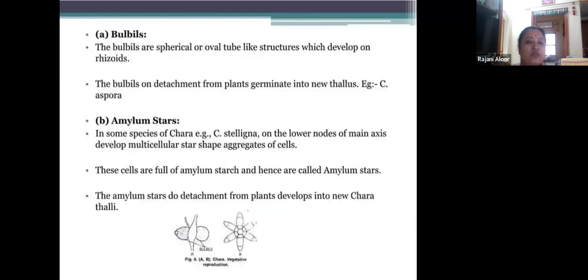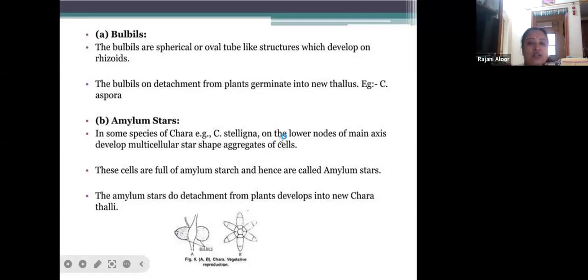First, I'll explain the bulbil. Bulbils are spherical or oval in shape, tuber-like structures, which develop on the rhizoids. Where the rhizoids are there, the bulbils develop, as in Chara aspera on the lower node of the main axis. The next example, Chara baltica, is also a best example. Chara baltica and Chara aspera are best examples for the bulbils. When the bulbils mature and detach from the main plant, they germinate into a new Chara thallus.